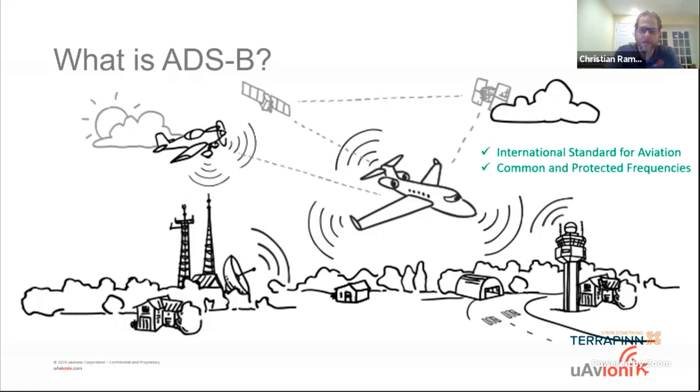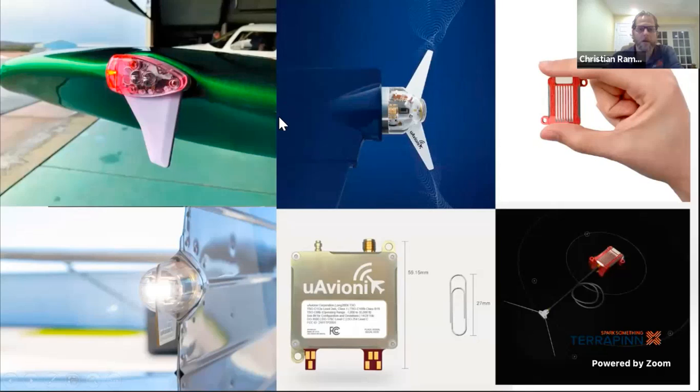And the second is that this is on common and protected frequencies. So if you're developing a technology, you really only have to listen to or transmit on 1 or 2 frequencies, and they will be globally applicable. So very useful from a drone detection or a drone detect and avoid perspective to be able to listen or transmit on 1 of 2 frequencies or 2 of 2 frequencies in order to be seen and heard and see other aircraft. These are some examples of Avionics ADS-B avionics.